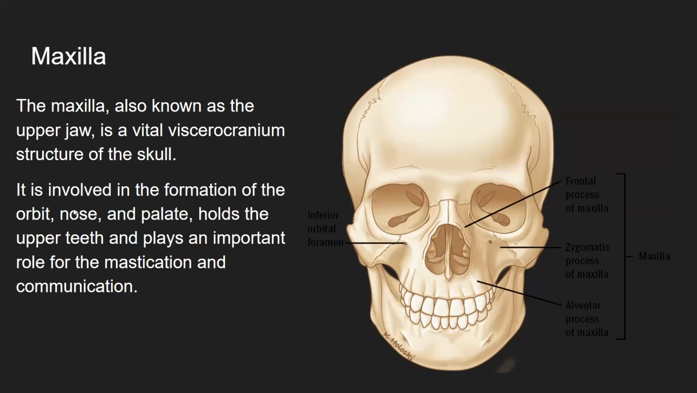Onto the maxilla. The maxilla, also known as the upper jaw, is a vital vestibular structure of the skull. It is involved in the formation of the orbit, the nose, and the palate, holds the upper teeth, and plays an important role for mastication as well as communication.